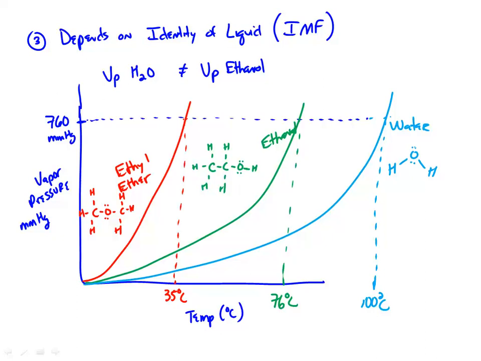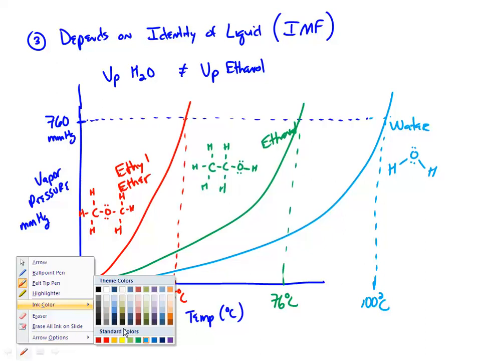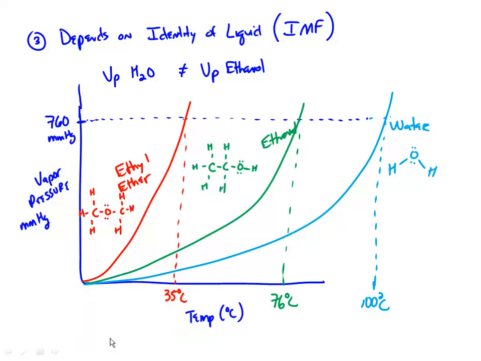Okay, so let's take a look at that graph and see kind of what we're looking at. So if I'm taking a look at the vapor pressure of those various compounds, which one has the highest vapor pressure at any given temperature?